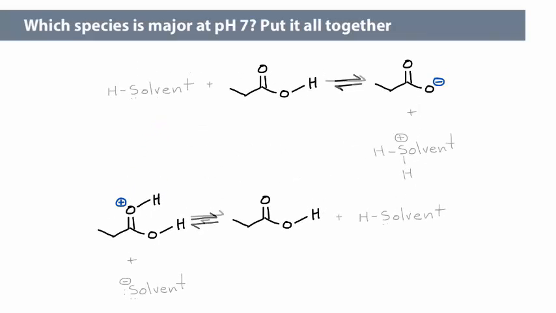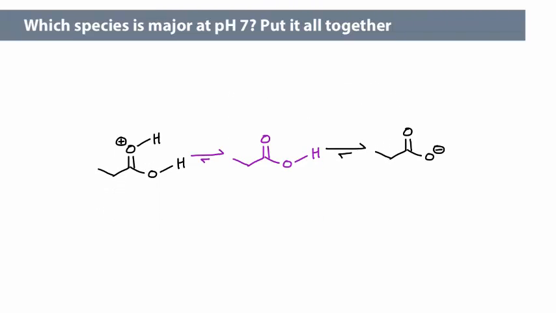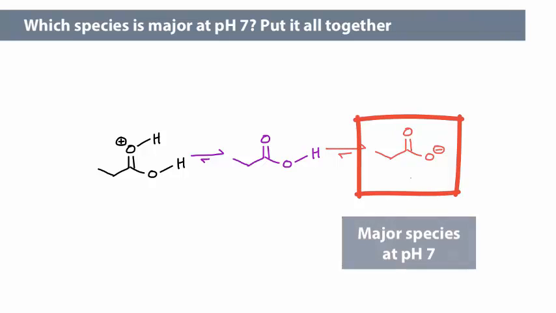How do we put all this together? Consider what would happen if the protonated carboxylic acid were introduced into a solution. It would be converted into the carboxylic acid, with the equilibrium favoring the carboxylic acid. The carboxylic acid, in turn, would react to form the carboxylate, with the equilibrium favoring that anionic form. Otherwise said, the equilibria funnel toward the carboxylate form. That is the major form at equilibrium.